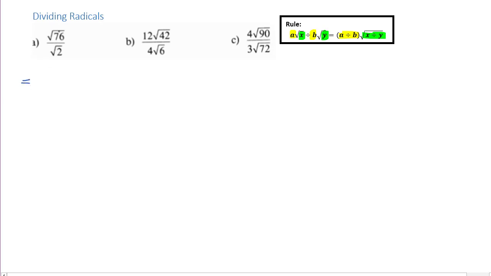Let's start with an easy one. Square root of 76 divided by 2. Well, I could just write that like this: square root of 76 divided by 2. Okay, and 76 divided by 2 is 38.